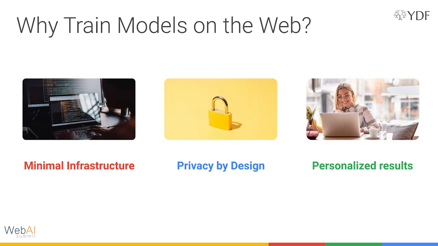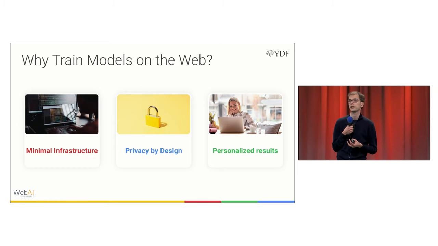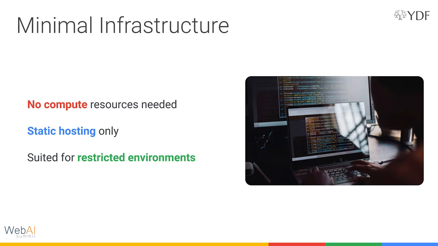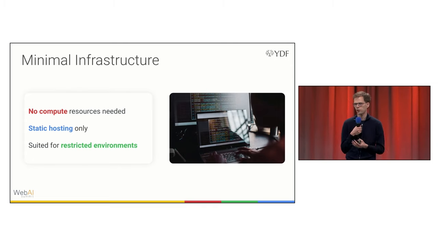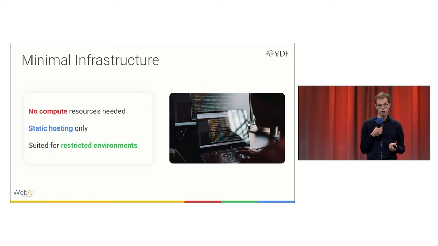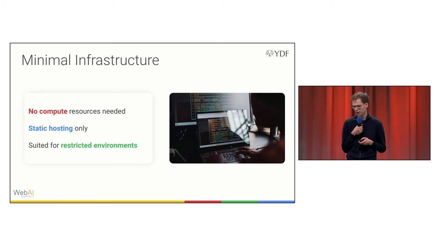So why train models on the web? Essentially, there are three advantages, some of which we've already seen today. We need minimal infrastructure, we have privacy by design, and we can enable personalized results. So minimal infrastructure. This is just fantastic. You need no compute resources on a server. In fact, static hosting is enough if you're relying on web technologies such as JavaScript, WebAssembly, or the web APIs. That makes everything very cheap and very convenient. And it's especially convenient if you work in a restricted environment, such as offline, such as internal networks, or such as Google Apps Script, which we'll see for the simple ML for sheets part of this talk.